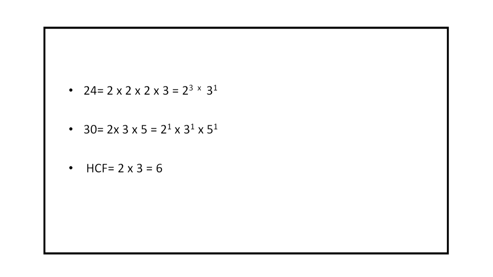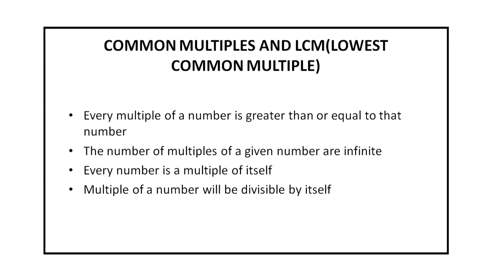30 can be expressed as 2 into 3 into 5, equals 2 raised to 1 into 3 raised to 1 into 5 raised to 1, and thus HCF equals 2 raised to 1 into 3 raised to 1, equals 6. Common multiples and LCM. LCM is the short form for lowest common multiple.